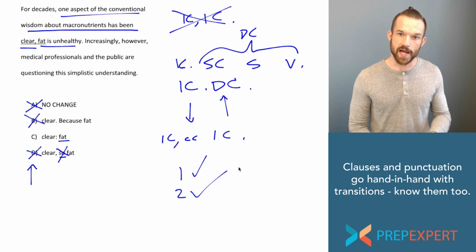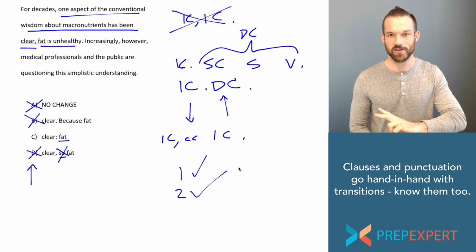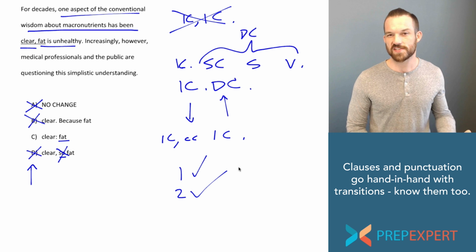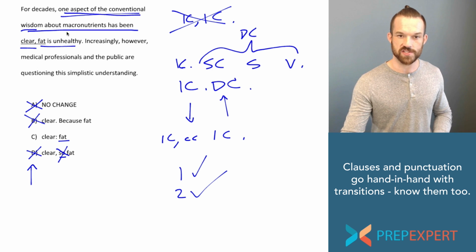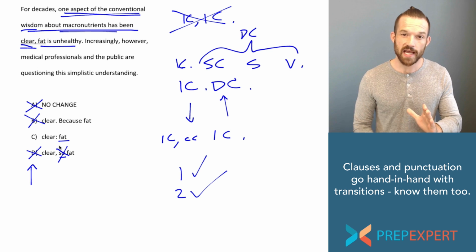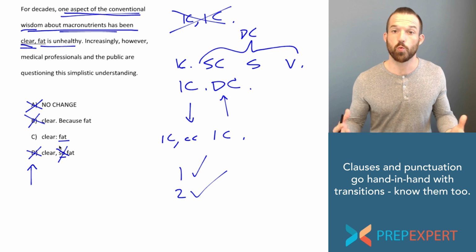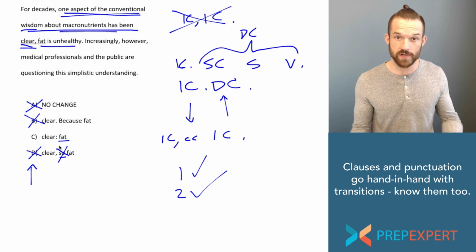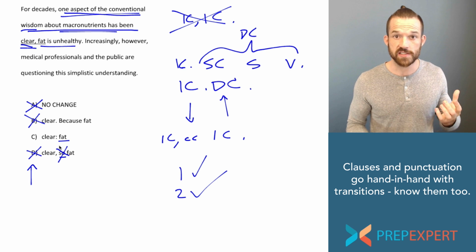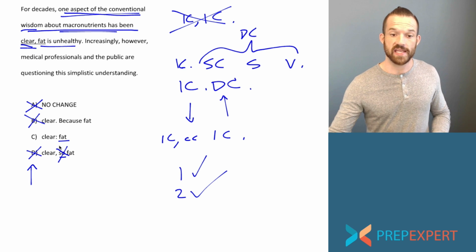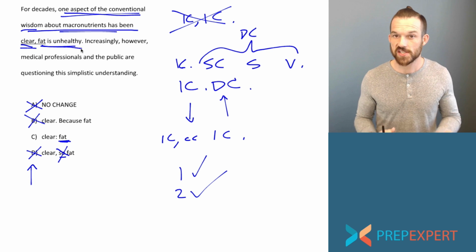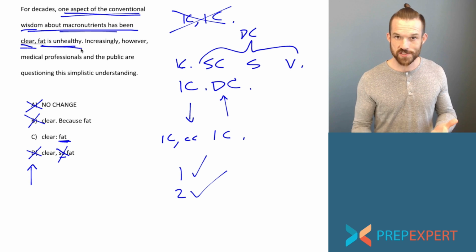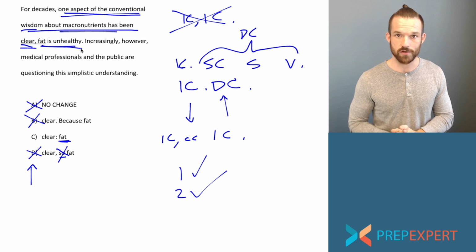Rule number 3 requires that you create a sense of expectation on the left and fulfill it on the right. What is the sense of expectation on the left here? One aspect of the conventional wisdom about macronutrients has been clear, colon. When I arrive at that colon, I think we're about to hear which aspect of the conventional wisdom about macronutrients has been clear. And then we get the colon, and then we get a sentence, fat is unhealthy.